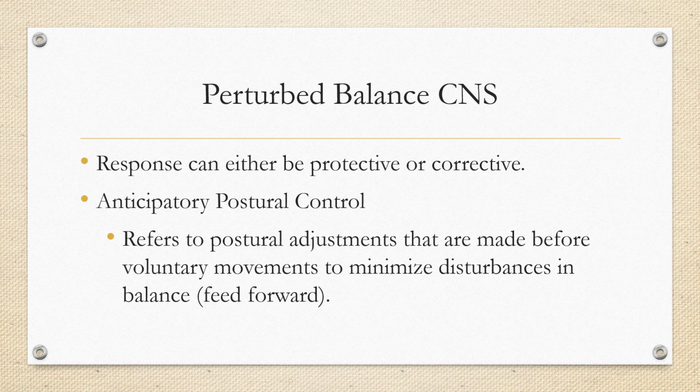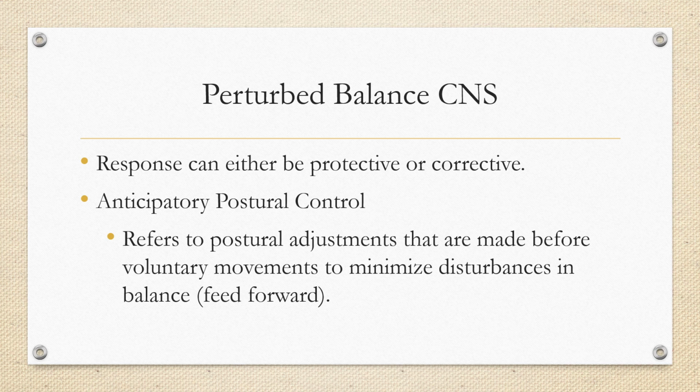Perturbed balance of the central nervous system. That response can either be protective or corrective depending on what the patient feels is coming at them. And then we have anticipatory postural control. And we do want to see this with our patients, anticipating what might be coming, but we don't want them moving ahead of time before something happens. This anticipatory postural control just refers to the postural adjustments that are made before voluntary movements to minimize disturbances in their balance. So it's that feed-forward system.